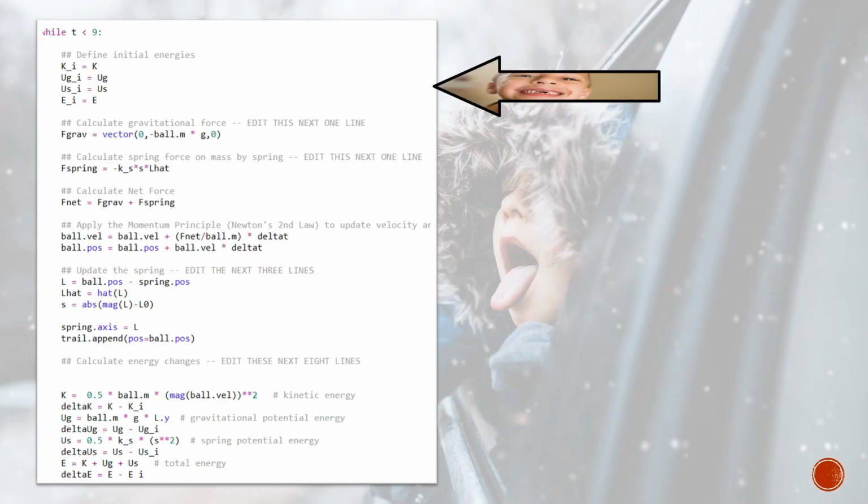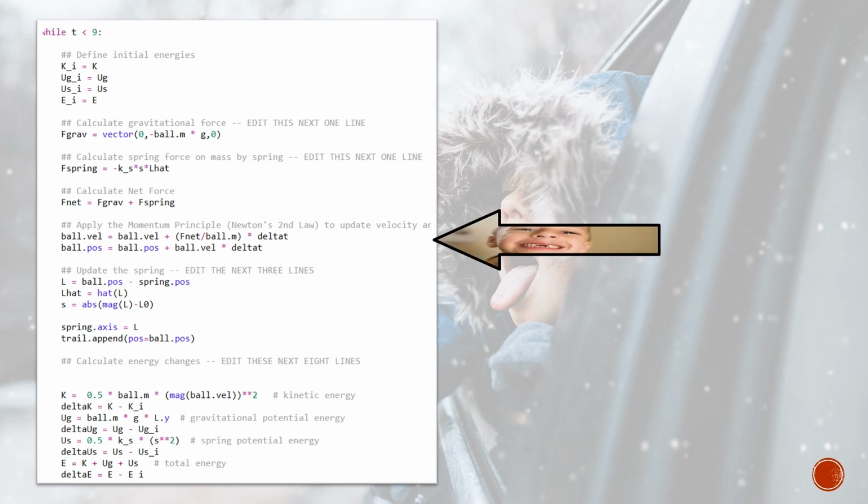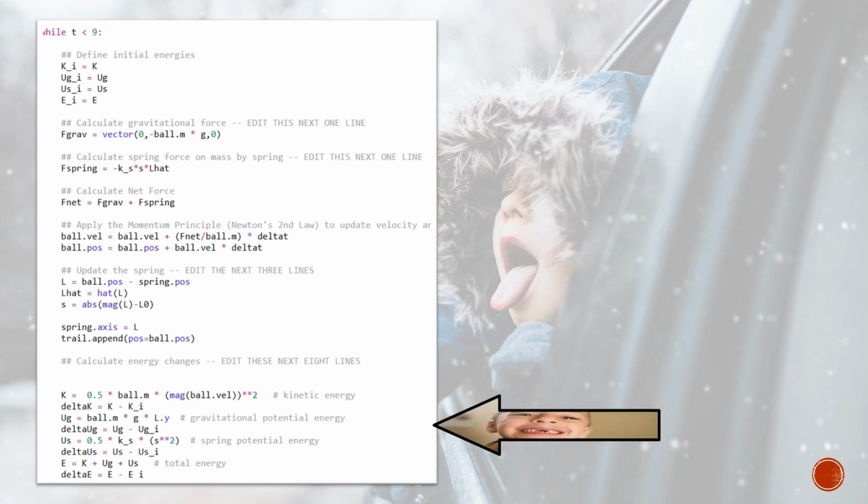In the simulation loop, we first defined the initial energies. Next, we defined force due to gravity and the spring force. The net force is given by adding the force from gravity and spring together. Next, we used the velocity and position update formulae by applying the momentum principle. Finally, we recalculated the kinetic and potential energies. We also calculated the change in energy by subtracting the final energy from the initial energy.